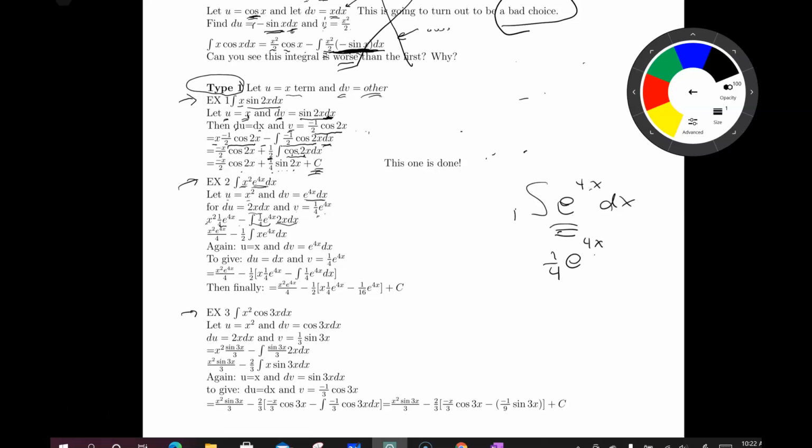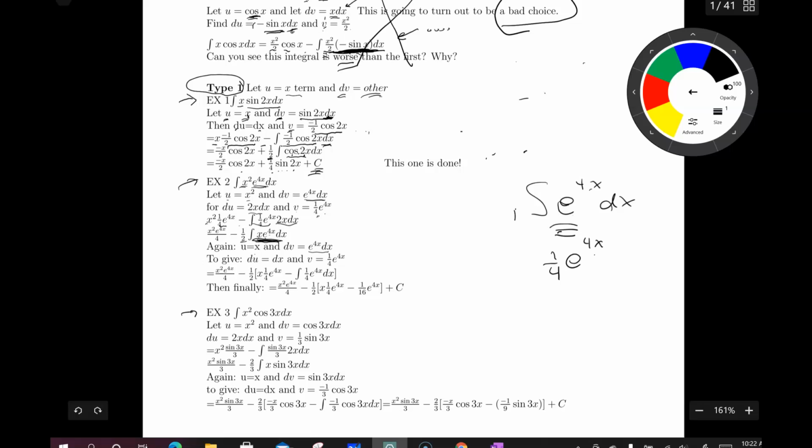Again, take the time to clean it up. Take the 2 and the 1/4 and pull them outside to be a 1/2. I'm going to move the x in the front, and put it beside the e to the 4x. And I'm going to stop and think, is this something I can take the antiderivative of? It is not. I cannot take the antiderivative of 2 functions multiplied times each other, but I can do integration by parts, because that's what integration by parts does: it helps me find the integral of 2 things multiplied together. So I'm going to let u equal the x, and dv equal e to the 4x.